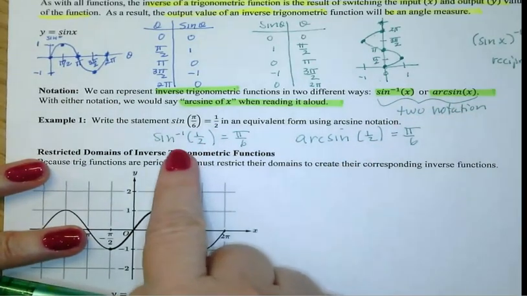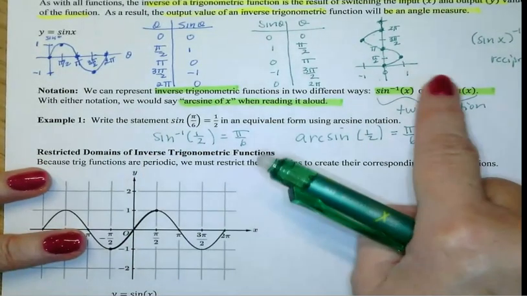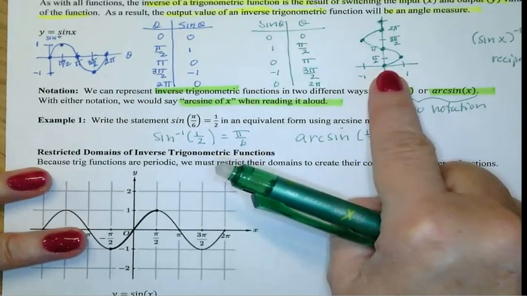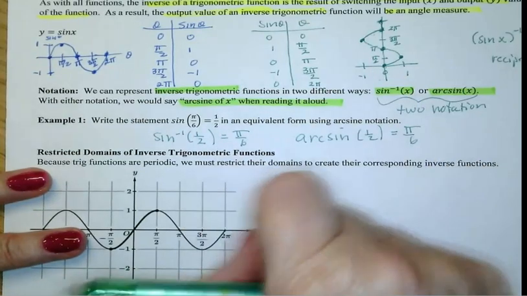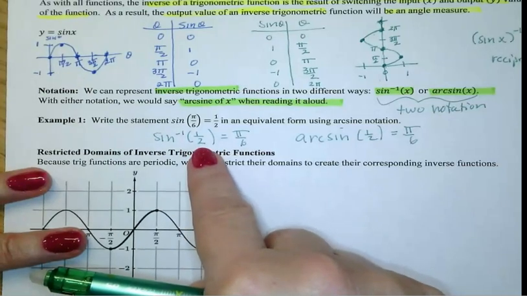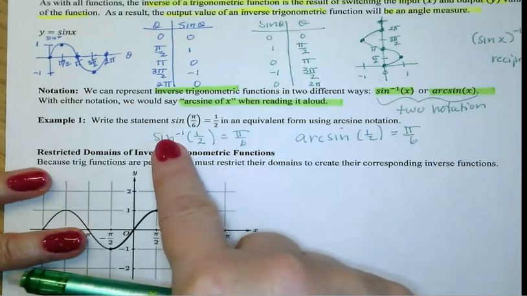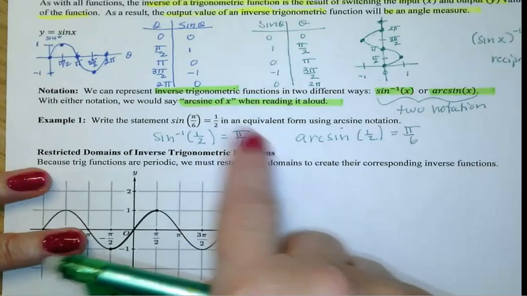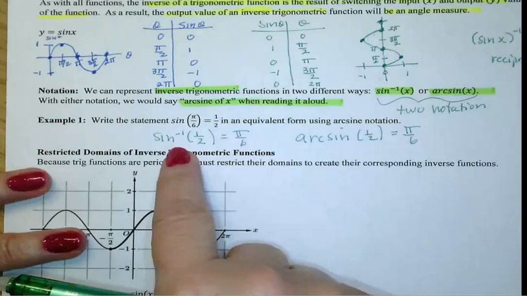And so what this is saying is, as we're getting ready to talk about, we're going to have to restrict the domain to deal with this whole situation where we find ourselves with one input having multiple outputs. So we're going to restrict some things here to make that happen. So what this actually means is what angle has a sine value within the restriction of 1/2? So what angle has a ratio of 1/2 within the area that we restrict the graph to?